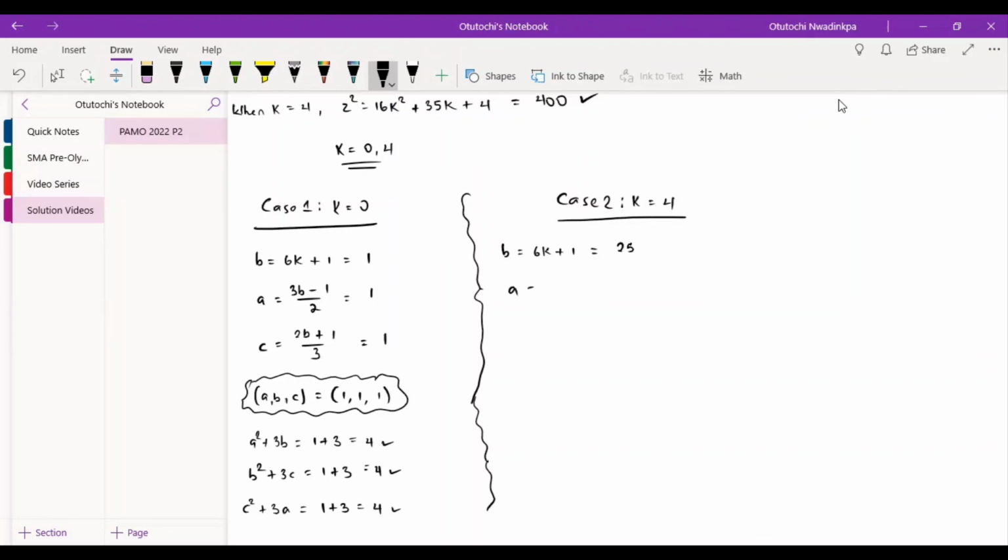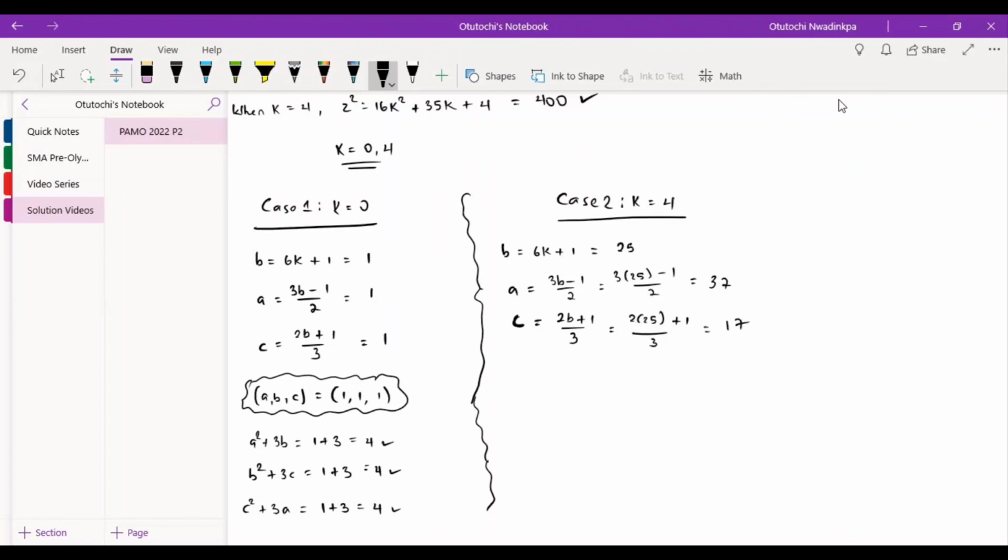So this implies that a is equal to (3b minus 1) over 2. So now I'm going to have (3 times 25 minus 1) over 2, which is 3 times 25 is 75, minus 1, 74 over 2. We have 37. And c is going to be equal to (2b plus 1) over 3, right? And we'll have (2 times 25 plus 1) over 3, and that's 50 plus 1 over 3, which is 51 over 3. And then we'll have 17.